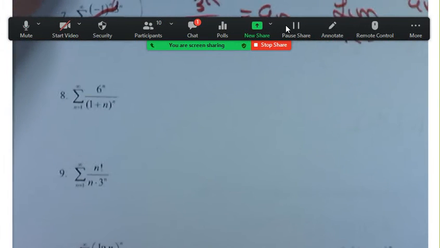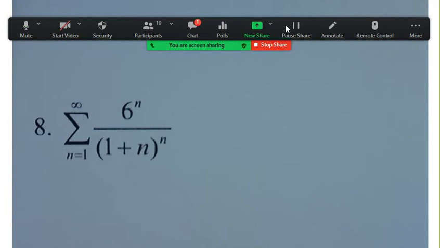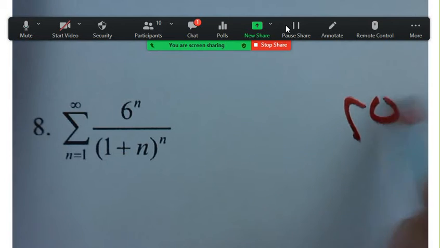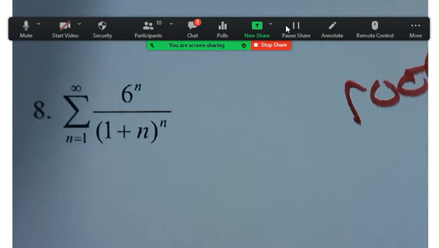Let's see. This one. Oh, this one's a good one. In fact, Muhammad, you were keen on this test earlier. Which test would you use for this one? Root test. And that one's going to converge.